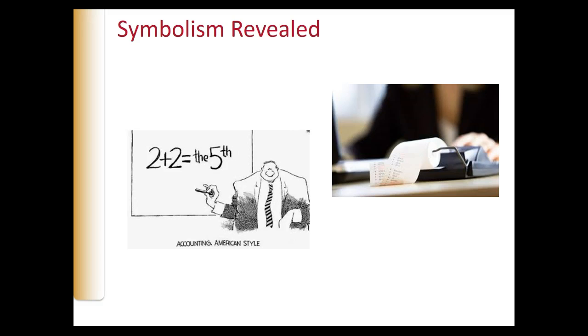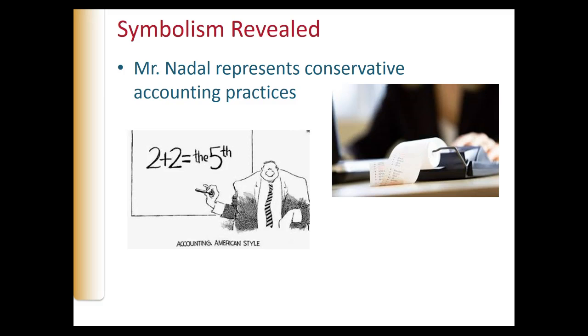Now, Mr. Nadel represents conservative accounting practices. Conservative accounting practices are those that result in lower net income, lower assets, and higher liabilities. The larger estimation of the allowance for uncollectible accounts, the write-down of overvalued inventory, the use of a shorter useful life for depreciation, and the recording of a contingent litigation loss are all examples of conservative accounting.